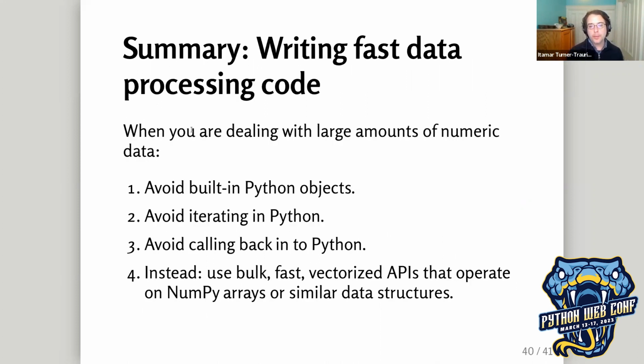So to summarize, if you're dealing with large amounts of numeric data, process it quickly. Avoid built-in Python objects. Instead, you want to use things like NumPy arrays. Avoid iterating in Python. Instead, you want to use bulk vectorized APIs, like NumPy's functions. Avoid calling back into Python. If you are calling back into Python, you've undone all the benefits you get from having a better representation, and we're back to doing slow operations. Instead, you want to use bulk, fast, vectorized APIs, and operate on NumPy arrays or similar data structures.